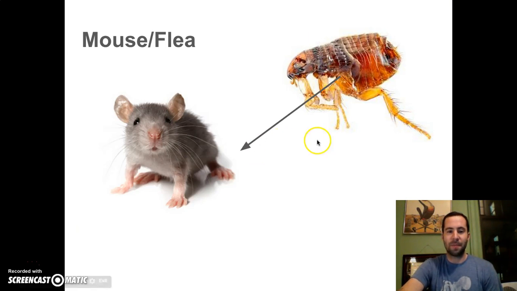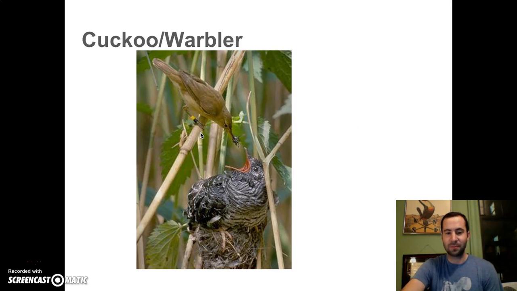Here's another example, the mouse and the flea. As you can imagine, fleas are parasites. The host is the mouse. What does the flea do? Well, it burrows into the fur of the mouse and it sucks the mouse's blood.